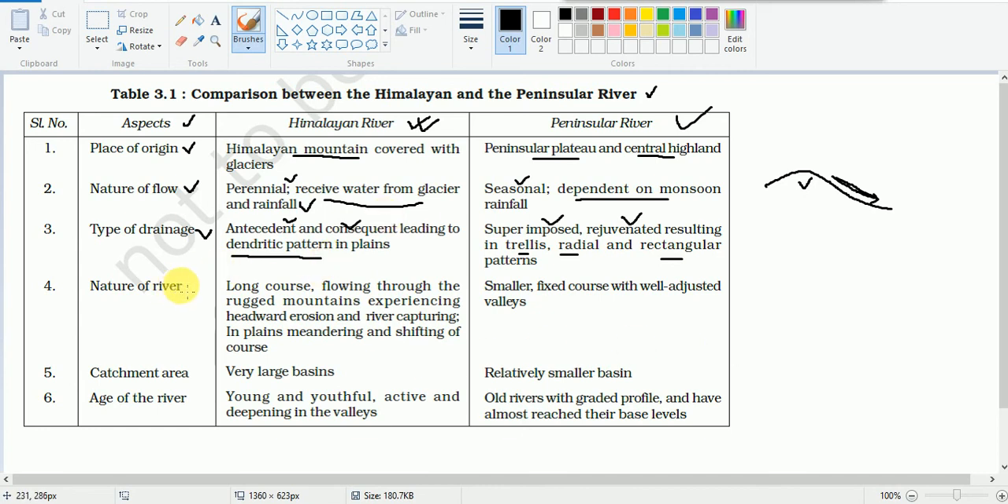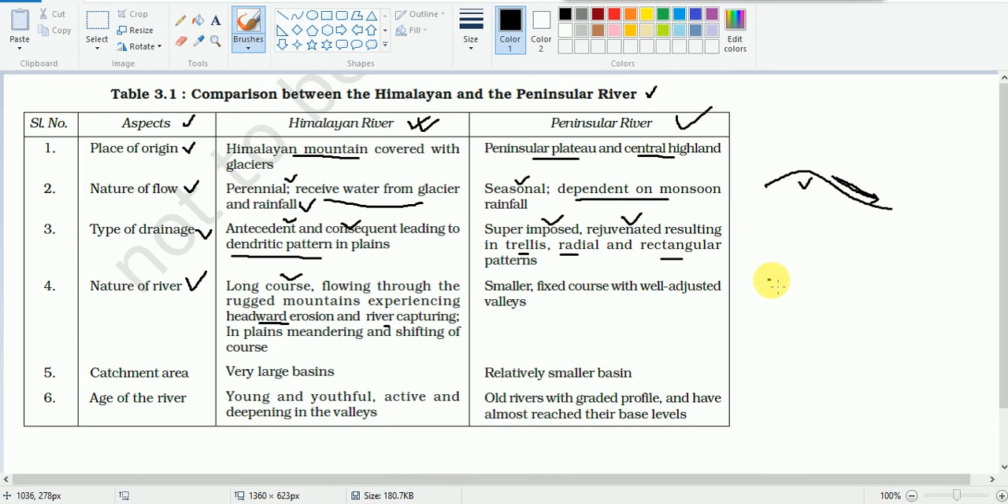Next we have another basis, that is the nature of the river. Himalayan rivers are long in course. The rivers are very long, flowing through the rugged mountains, experiencing headward erosion and river capturing. In the plains, they show meandering and shifting of the course. Most of the Himalayan rivers are performing the work of headward erosion. Headward erosion means the lengthening of a river's course by erosion backward from its source.